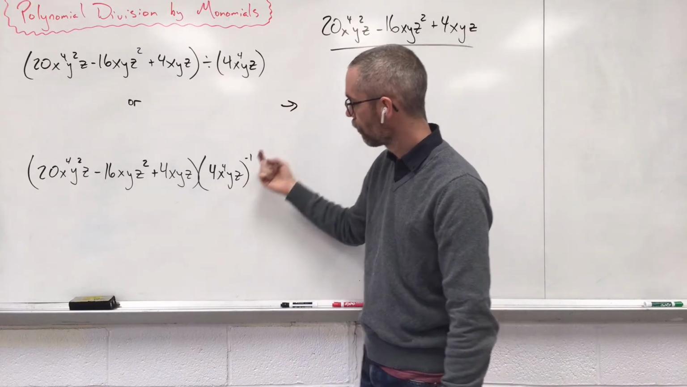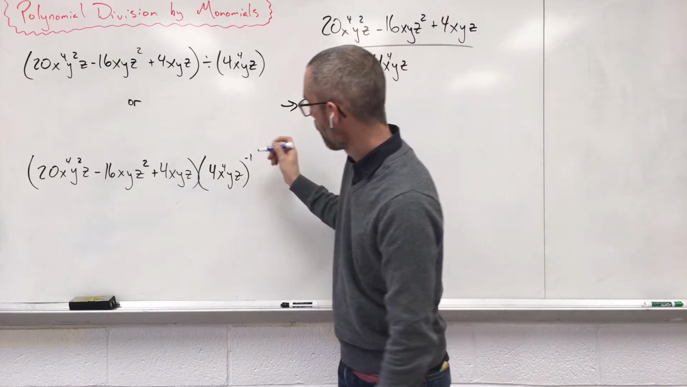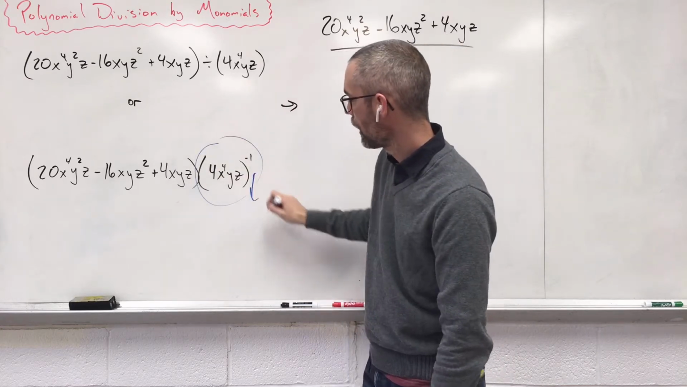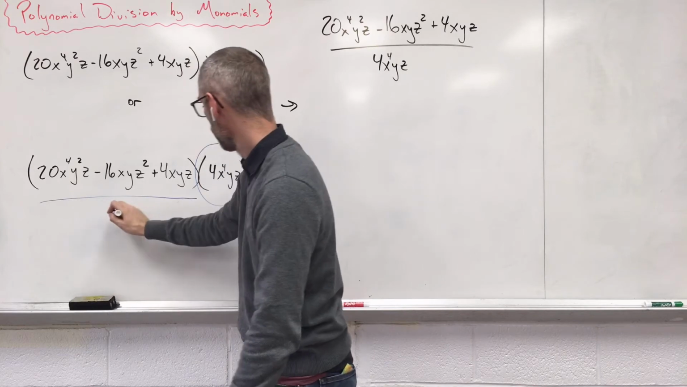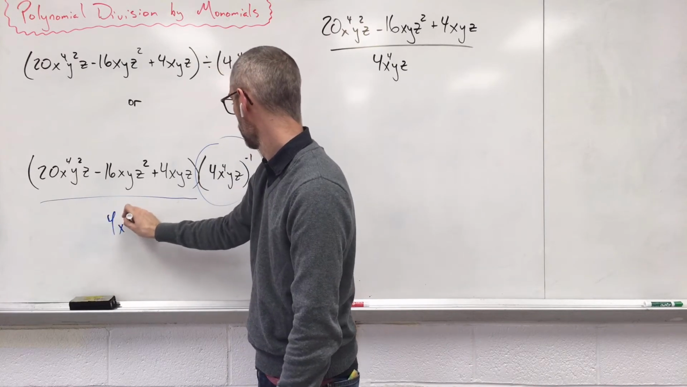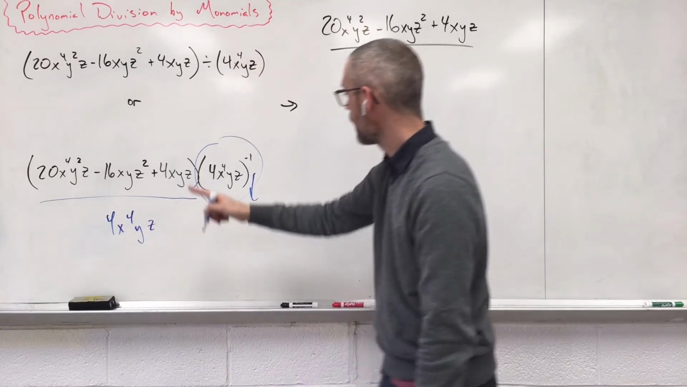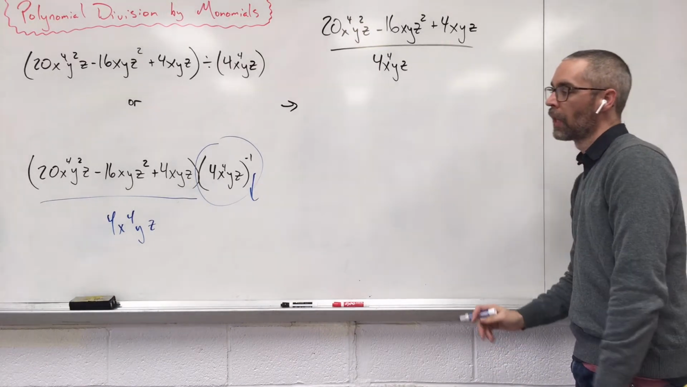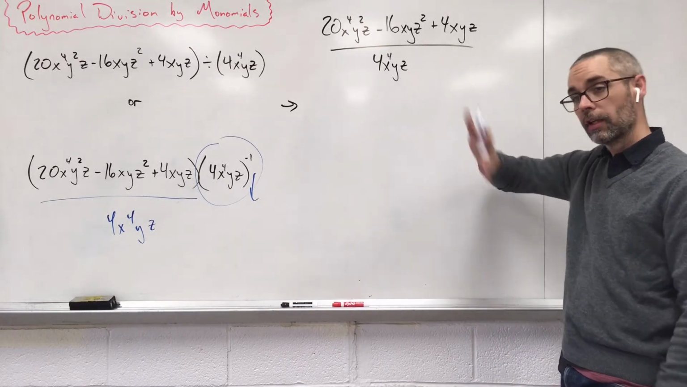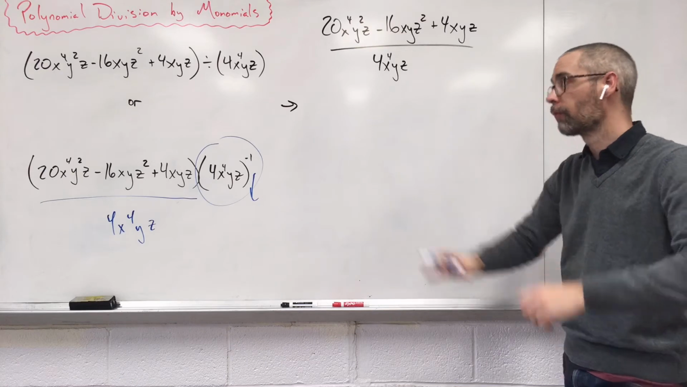If you see this group raised to a -1, remember anything raised to a -1 has to go to the bottom of the fraction, creating what we have up here. So you've got one problem written in three different ways.